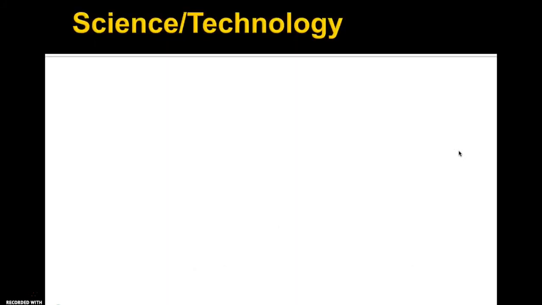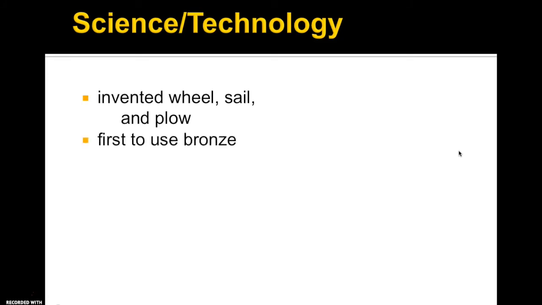Moving on to science and technology. So the Sumerians invented the wheel, sail, and plow. Here you start seeing direct influences of these ancient civilizations on what we have today. They were the first to use bronze as we push into the Bronze Age and start using these metals. And they had the first system of writing. It's a cuneiform system.